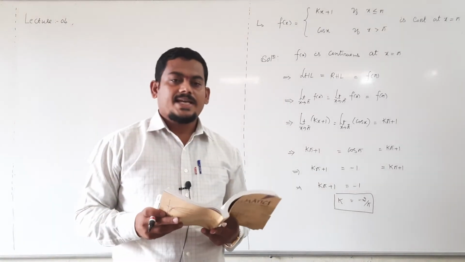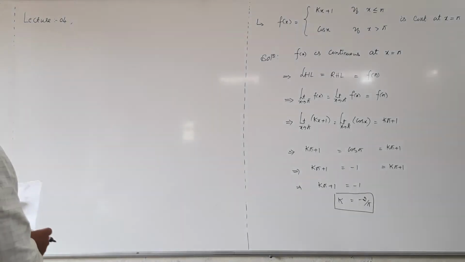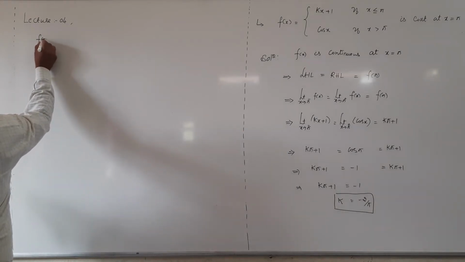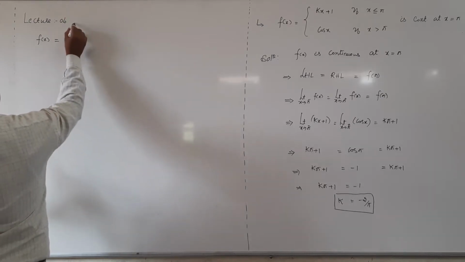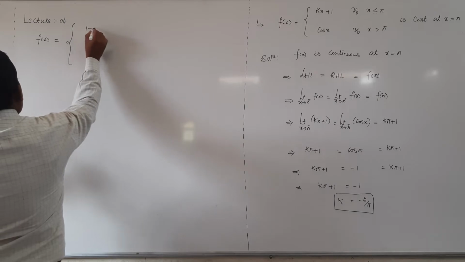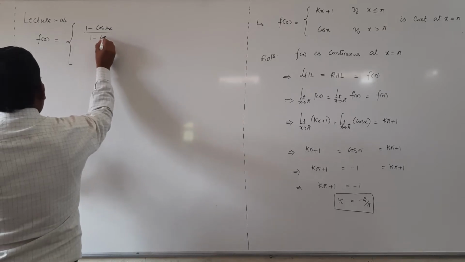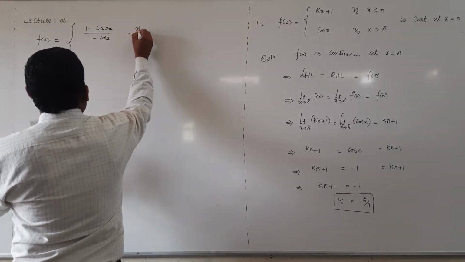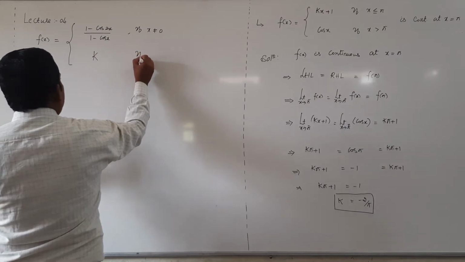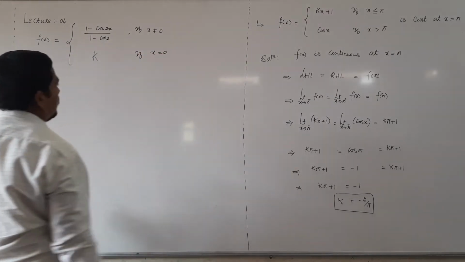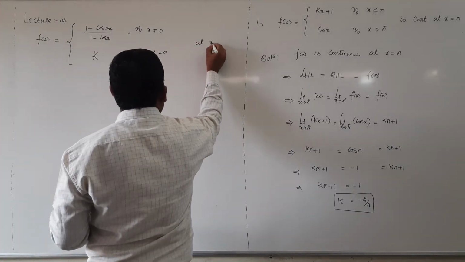Find the value of k, so that the function f of x equal to 1 minus cos 2x divided by 1 minus cos x if x not equal to 0, k if x equal to 0, is continuous at x equal to 0.